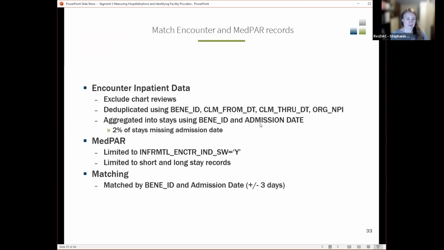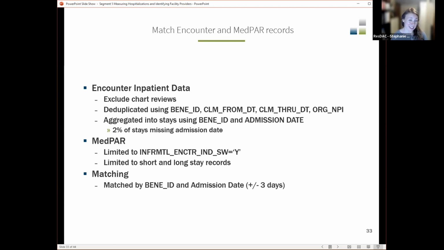So to match the encounter and inpatient data, we first excluded the chart reviews and the inpatient data. We weren't necessarily concerned about matching diagnosis codes and all of that. We were really looking at just, did a stay happen? And when did it happen? So we deduplicated using the beneficiary ID, claim from date, claim through date, and organization NPI, and aggregated the stays using the beneficiary ID and admission date.